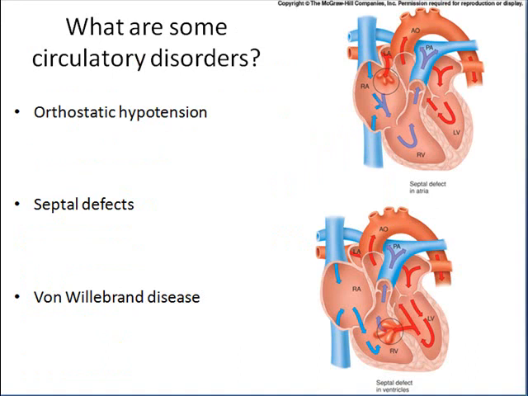Couple other disorders very quickly I'll mention. One is orthostatic hypotension. Hypotension, you'll remember, just means having a resting blood pressure that's lower than normal, something around 100/60 or lower than that. Orthostatic means that you have that hypotension when you stand up quickly, when you have a change in position.